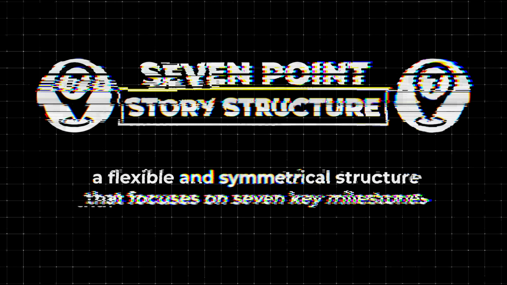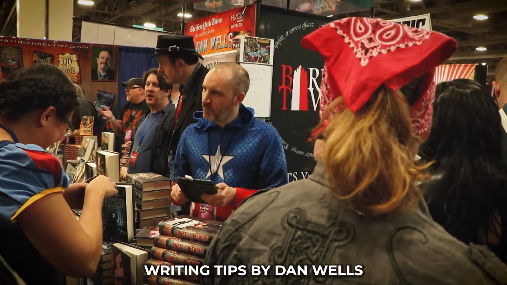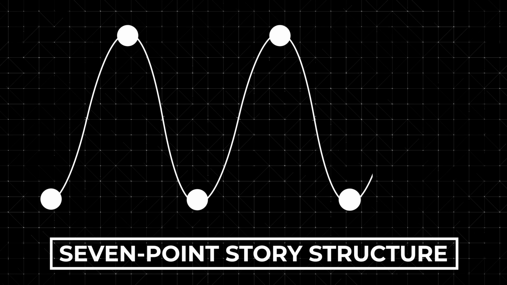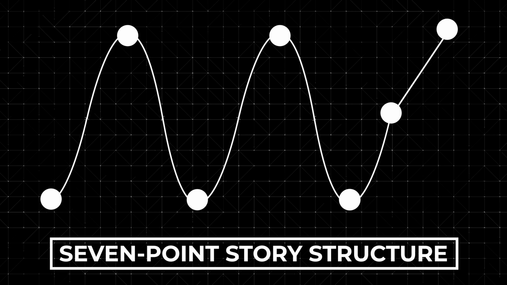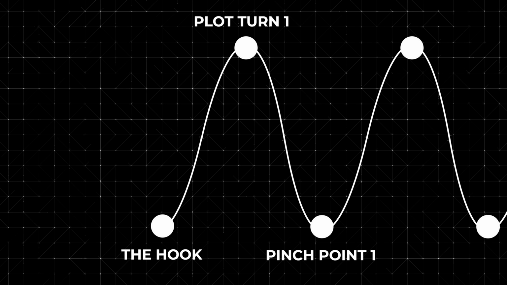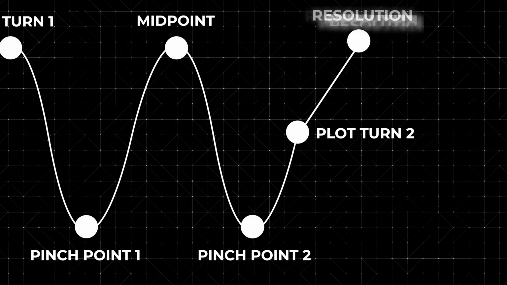The third structure that we'll be looking at is called the 7-point story structure. It was popularized by Dan Wells, but a variation of it is what Larry Brooks, who wrote Story Engineering, uses. At its most basic, it has 7 points that a story can use as a basic skeleton: the hook, the plot turn 1, the pinch 1, the midpoint, the pinch 2, the plot turn 2, and then the resolution.